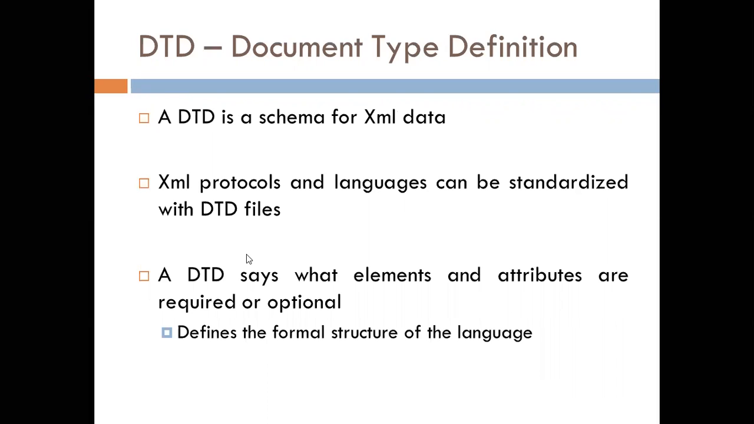So the DTD says what elements and attributes are required and which attributes and elements are optional. It is just like the structure of an XML file. The structure of an XML file and all the constraints will be specified in the DTD. And whenever we process an XML file in any application, the DTD will be referred to and conformance will be established, whether all the rules specified in the DTD are followed or not.